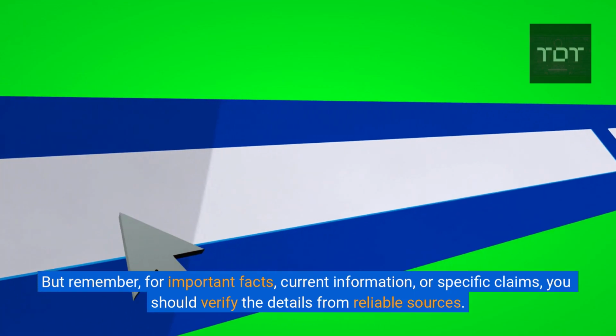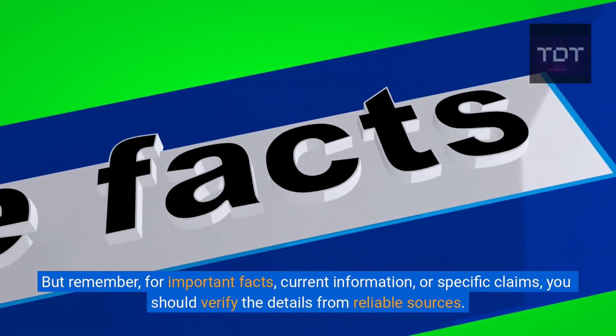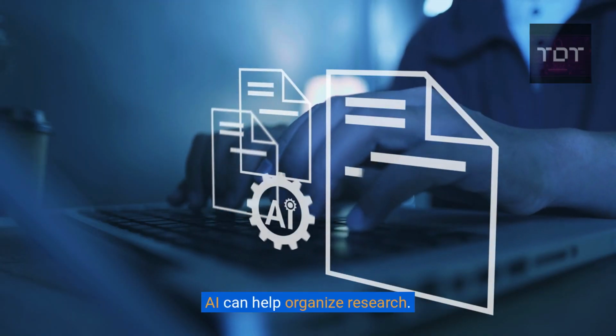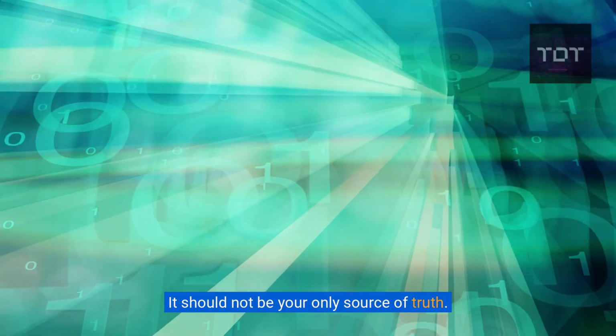But remember, for important facts, current information, or specific claims, you should verify the details from reliable sources. AI can help organize research. It should not be your only source of truth.